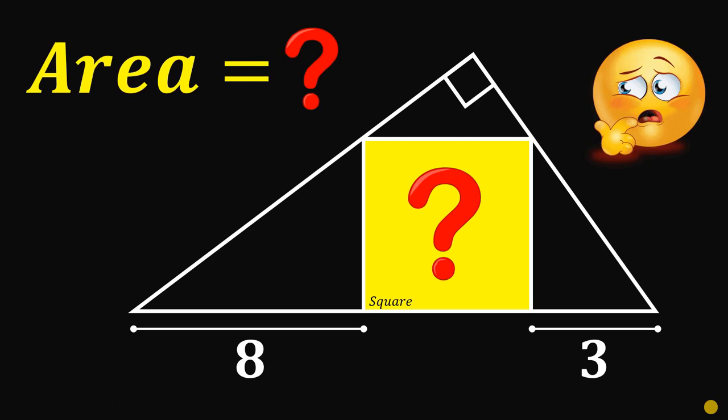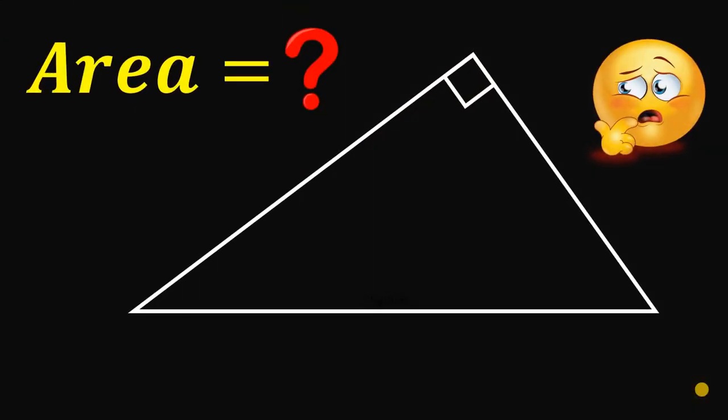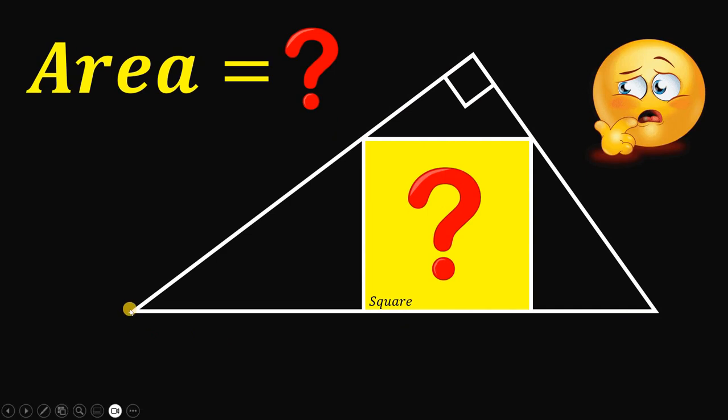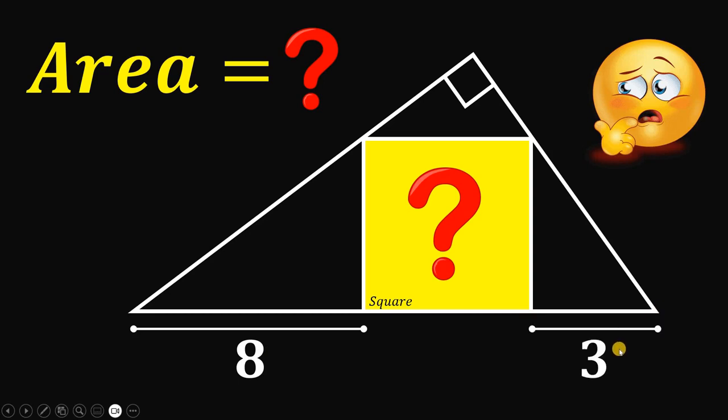Can you solve this geometry challenge? Here's the question. Given this right triangle, let's draw a square inside of it. Next, from this point to this point, it must be equal to 8 units, and from this point to the top of this right triangle must be equal to 3 units. Now the question is, of course, what is the area of this square?